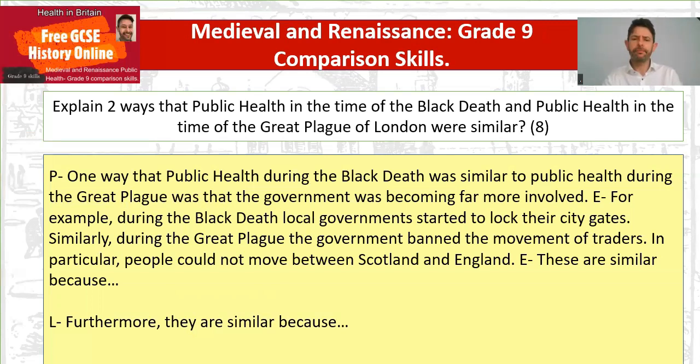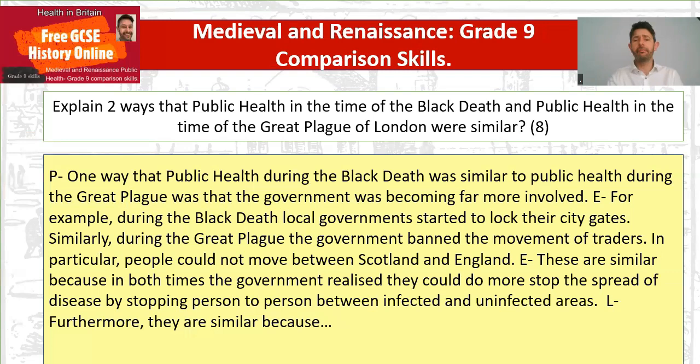Okay, about public health. These are similar because in both times the government realised they could do more to stop the spread of disease by stopping person-to-person contact between obviously the infected and uninfected areas. People strongly believed in person-to-person contact. We're starting to believe now in people carrying smells, perhaps, people carrying disease with them. And if they stopped the contact between infected and uninfected areas, they could stop the disease. So is there a wider idea we can think of? Furthermore, they are similar because of wider people, wider place, wider time. We step a bit further into this. Have a think, see if you can come up with an idea to get those top band marks.